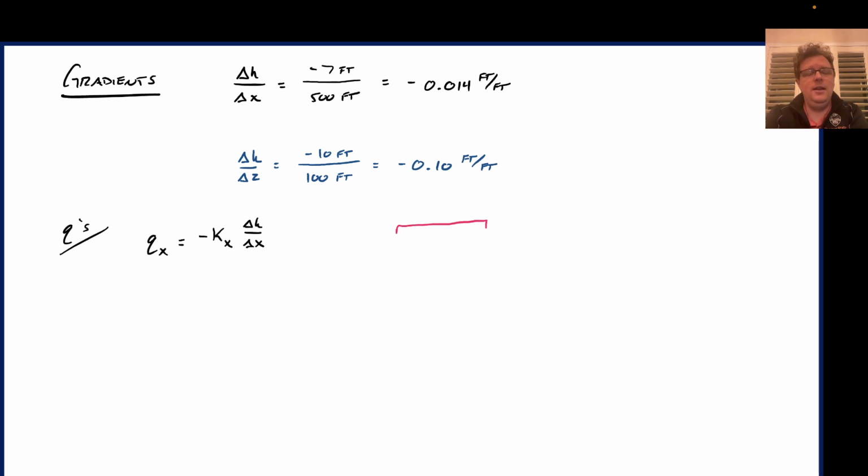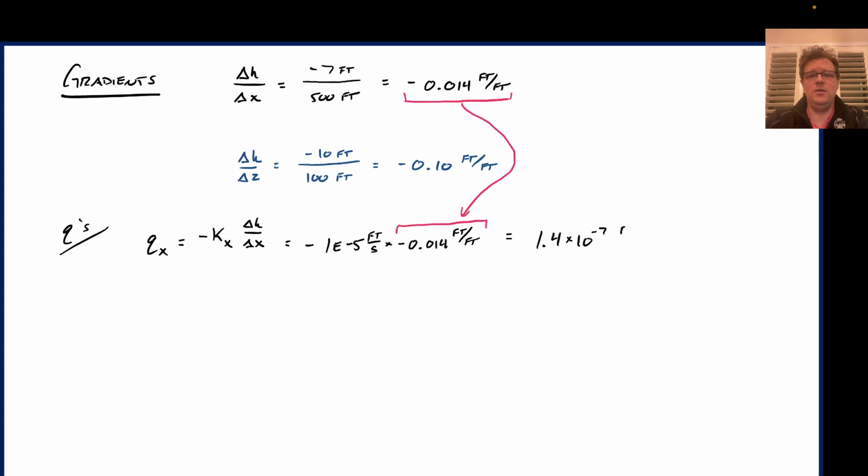Now with the gradients in hand, we can grab Darcy's law, and I'm choosing the specific discharge version here, minus kx, the x-directed hydraulic conductivity, multiplied by the hydraulic gradient in the x direction. So I'm grabbing hydraulic conductivity, which we were given, 1 times 10 to the minus 5th feet per second. And you can see I'm pulling that hydraulic gradient down from our calculation above, and I get a value of 1.4 times 10 to the minus 7th feet per second. That's specific discharge, not velocity.